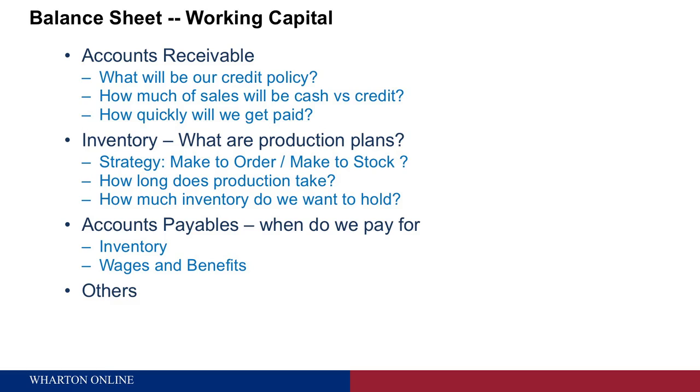Inventory, what are our production plans? Do we produce in advance and have inventory on hand already, or do we make it after we get an order? How long does production take? How much inventory do we want to hold? And then the payables. When do we pay for our inventory? When do we actually pay for the wages and the benefits? The timing is important here as well. We need to lay that out in our spreadsheet. If there's any other working capital accounts that are going to be relevant, make sure you include those also.